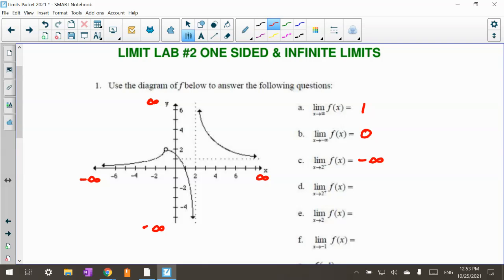Okay. The next thing it says, the limit as I approach 2 from the right. So I'm coming this way to the right, and it looks like I'm going to positive infinity. You don't have to write the positive. And then the general limit as I approach 2 from the left and the right, I'm going to say it does not exist because the left and the right hand limits don't equal here.